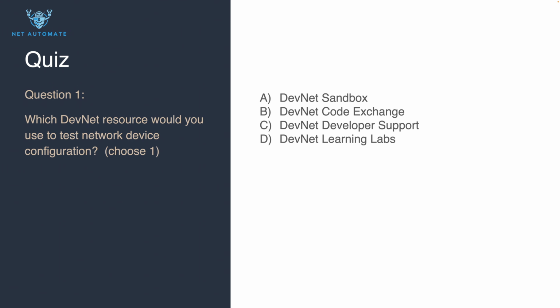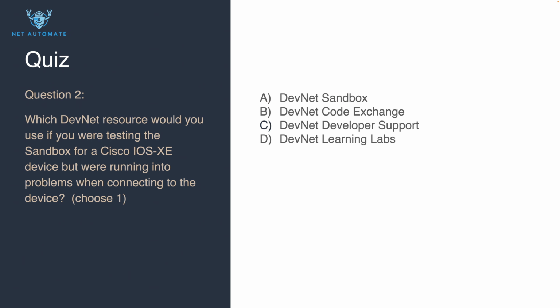The first question, question 1, asks which DevNet resource would you use to test network device configuration? Take a moment to choose an answer. The correct answer is A, DevNet Sandbox. Sandboxes give you an easy and free way to play around with different Cisco platforms.